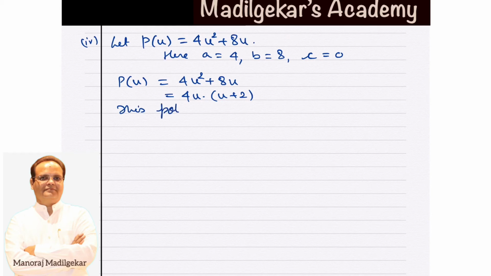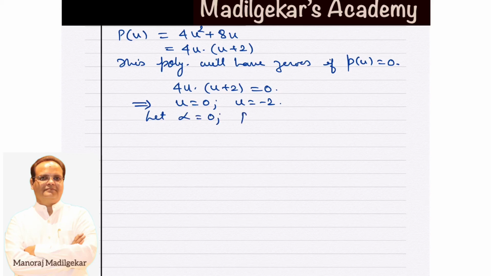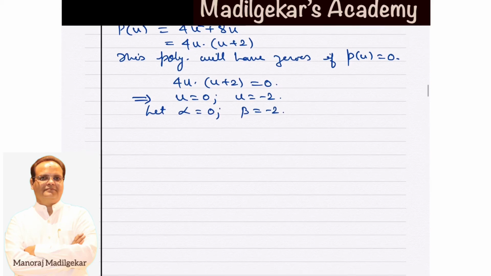This polynomial will have zeros if P of u equals 0. So 4u into u plus 2 equals 0. From this we have two values, u equal to 0 and u equal to minus 2. Let us denote them by alpha and beta. Alpha is 0, beta is minus 2. Next part is verification.